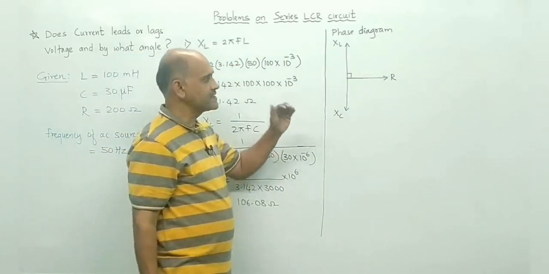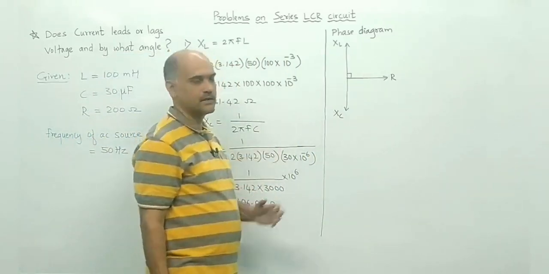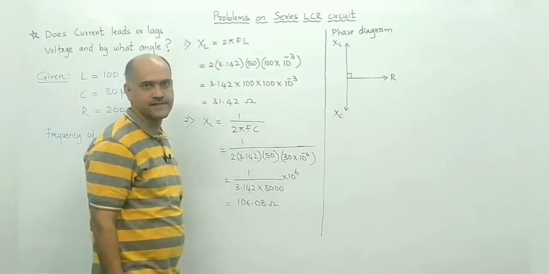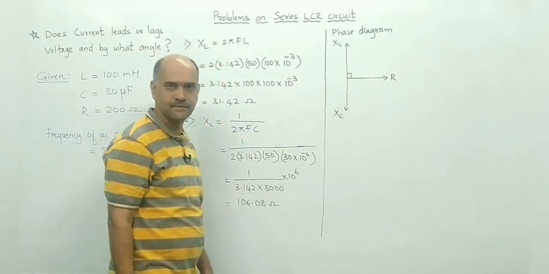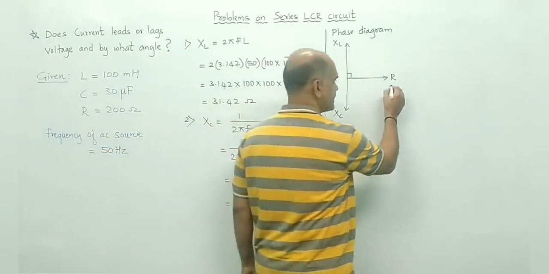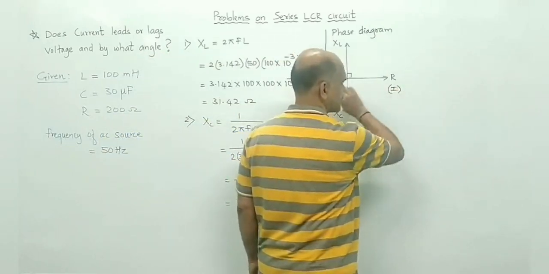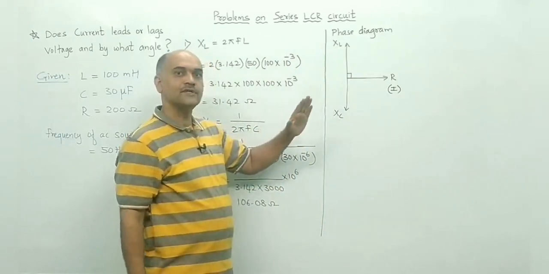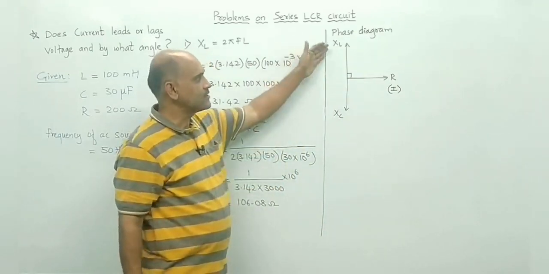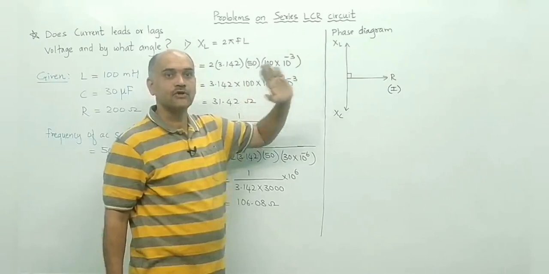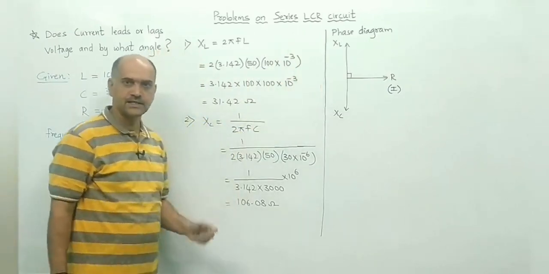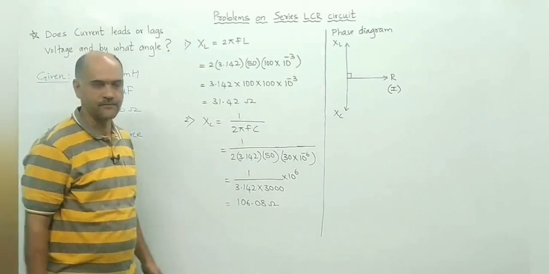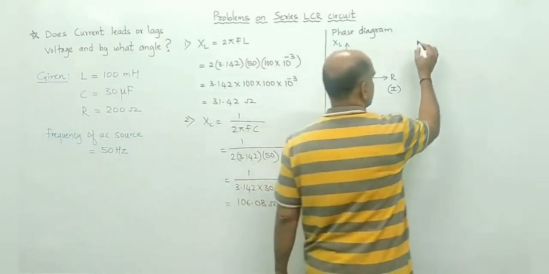Now always we take current along the horizontal direction, that is along resistance, always current will be there. So current is denoted in this direction, that is horizontal. Now voltage will be along the resultant of this, that is along Z you will be having voltage, that is impedance. So you can remember this.